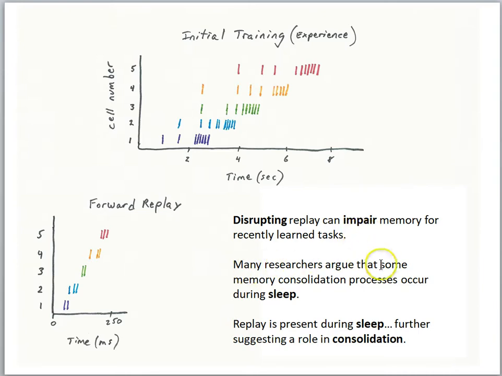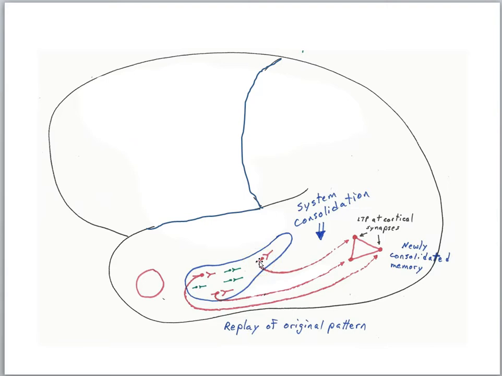So many researchers argue that some memory consolidation processes occur during sleep. There's lots of evidence that sleep enhances memory consolidation. As it happens, replay is present during sleep, and that further suggests its role in consolidation. So to help us visualize what's going on, here we see the hippocampus here and the cortex here, and we'll say that system consolidation, again, is that reorganization of a memory over time. And it may be that the hippocampal replay phenomenon is part of the process of consolidation.